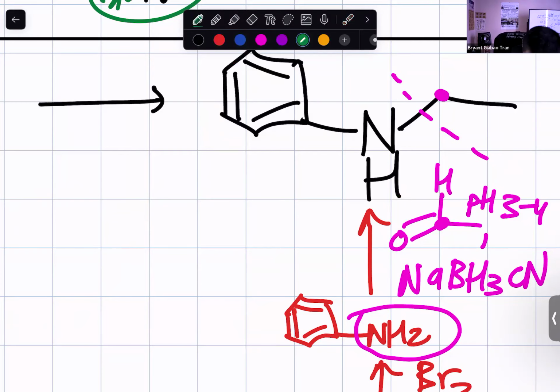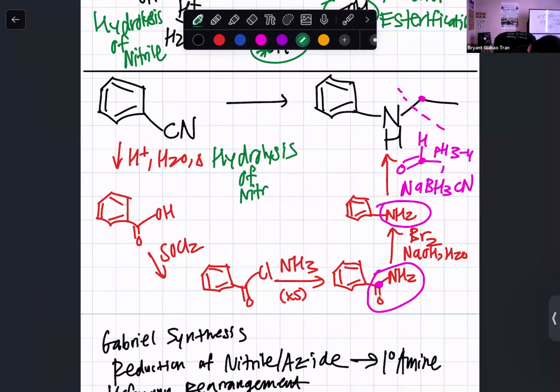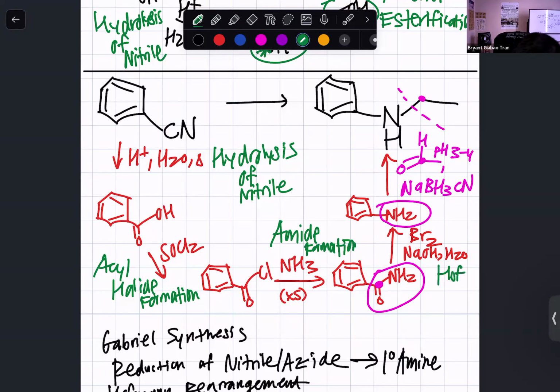Where the first step was hydrolysis of nitrile. The second step was acyl halide formation. This one here is amide formation. And then this one here is Hofmann rearrangement. Get rid of one carbon. This is an important reaction, conceptually and synthetically. Hofmann rearrangement. And then the last is reductive amination.